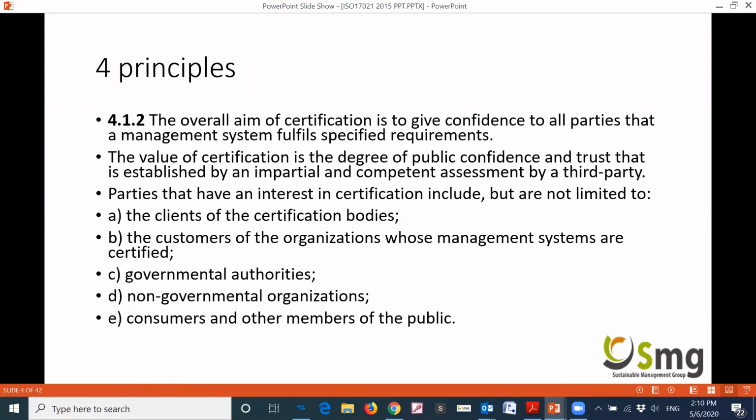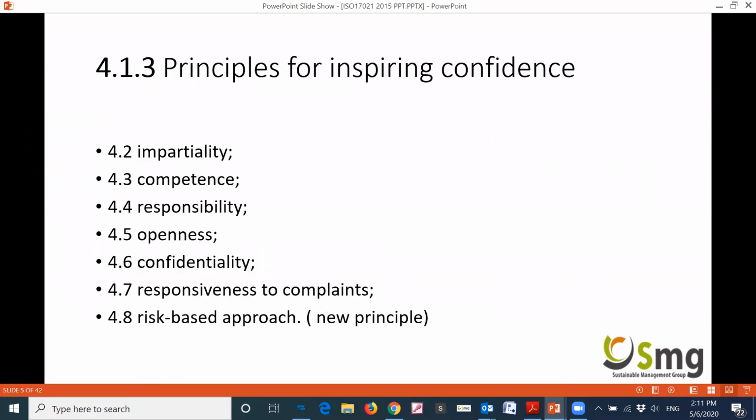Now, principles, section 4. The principles that we have are a few principles that we're going to talk about from the standard, and they are impartiality, competence, responsibility, openness, confidentiality, responsiveness to complaints, and risk-based approach.